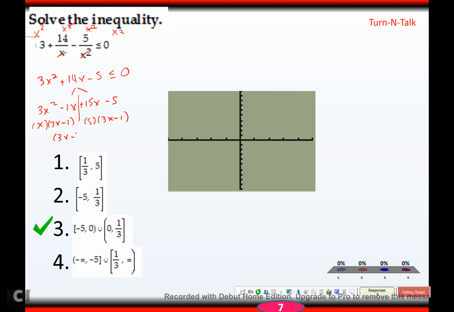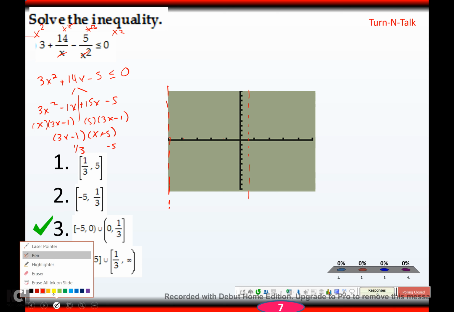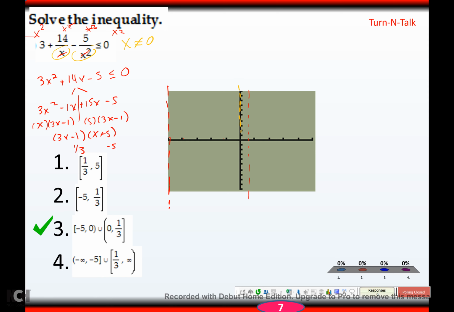So 1/3, again, would be about right there. Negative 5, 1, 2, 3, 4, 5 would be about right here. Okay, so there's my zeros. My undefined is when the denominator equals 0, so x cannot equal 0, so I have an asymptote there. That's undefined. Okay, yellow is undefined. Alright, so if I test my points, if I test something down here, I'm going to test -1. And again, I'm going to plug it in here.